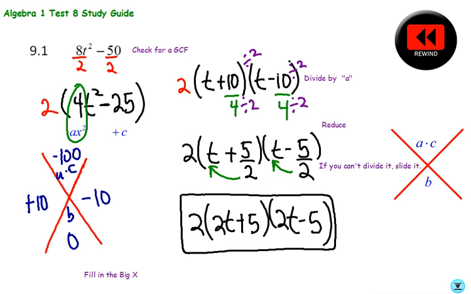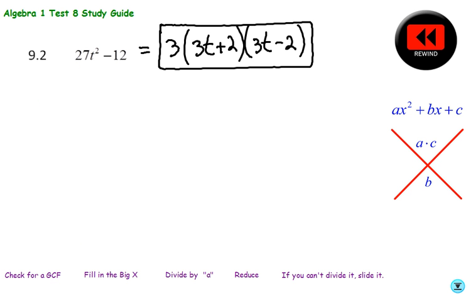All right, so let's see what you got with 9-2. For 9-2 in the middle, you should have got 3 times 3t plus 2 times 3t minus 2. If you got that, excellent. Pause, try 9-3. If not, then let's take a look at what happened here. As we've said all along, checking for a greatest common factor, so nothing new there. If I take a look at it, it looks like I can divide both terms by 3. So I ought to have a 3.